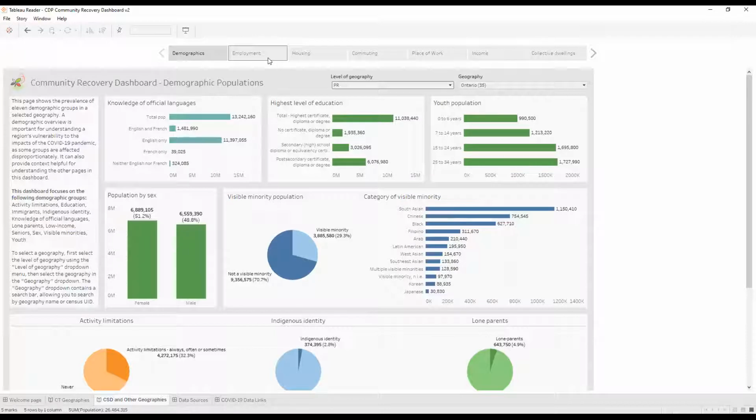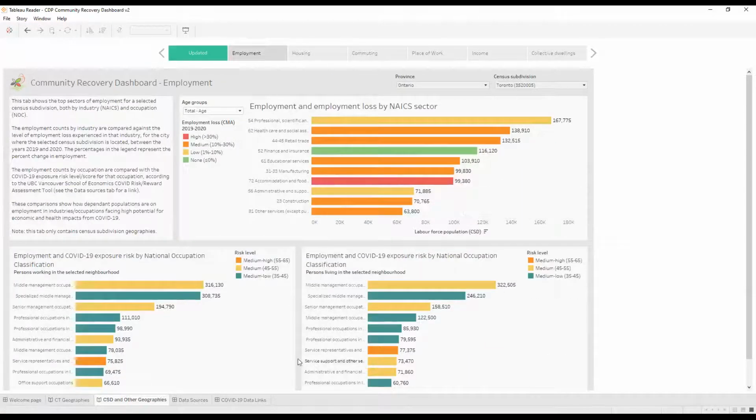Now let's take a quick look through the sections of the dashboard. I won't go into too much detail, but just remind you what they look like and point out anything new. Each of these sections covers a different topic related to the pandemic recovery theme. Employment identifies sectors with the highest employment in a region, and the level of employment loss they've experienced, as well as the COVID-19 exposure risk for those occupations.